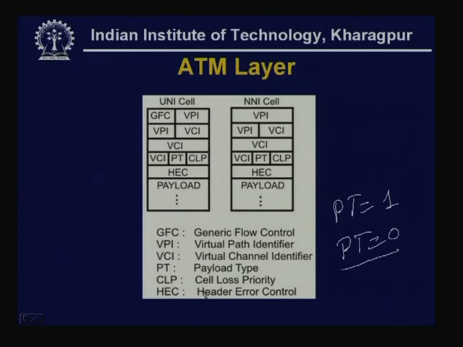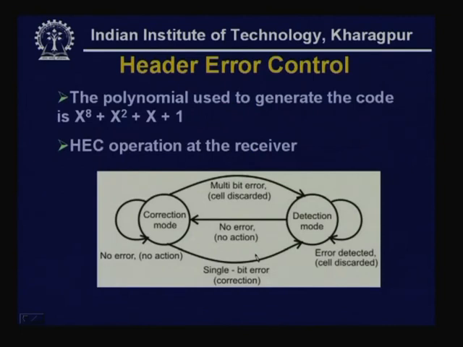And there is an 8-bit header error control. We shall discuss it in more detail. This header error control is an 8-bit field, and the characteristic polynomial that is used is shown here: x to the power 8 plus x square plus x plus 1. This is used for error detection and error correction. As you can see here, normally when there is no error, it is in correction mode, and whenever there is an error, it goes to detection mode.